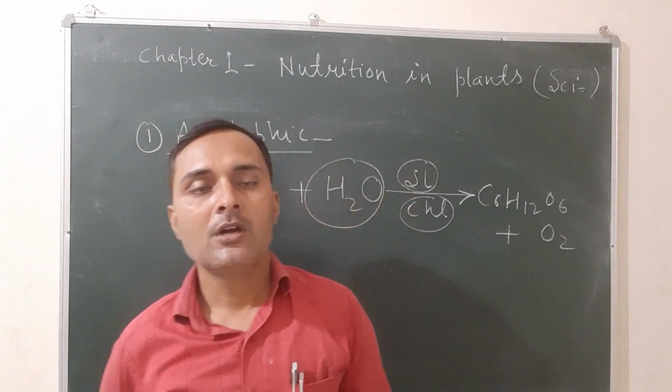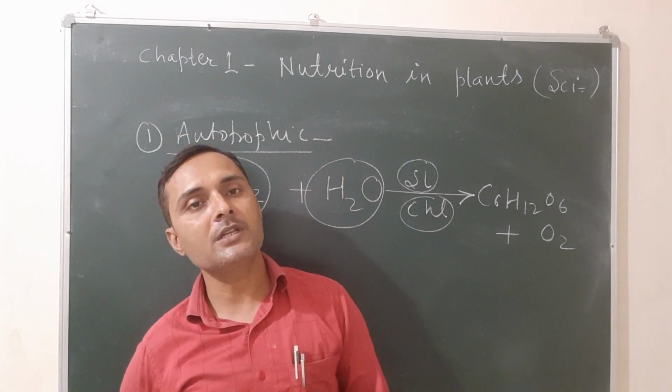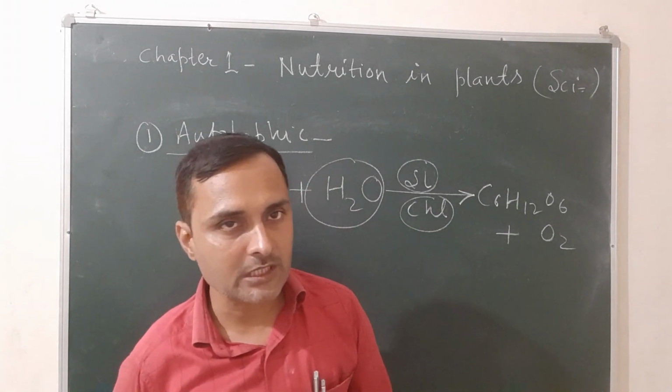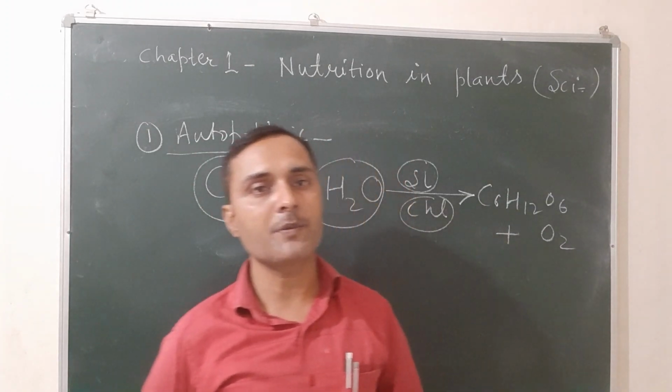Once again, what is autotrophic nutrition? The mode of nutrition in which organisms prepare their own food from atmospheric carbon dioxide and water, in the presence of sunlight and chlorophyll, is known as autotrophic nutrition.